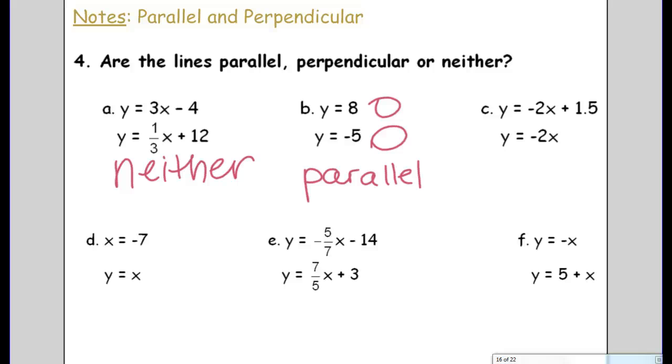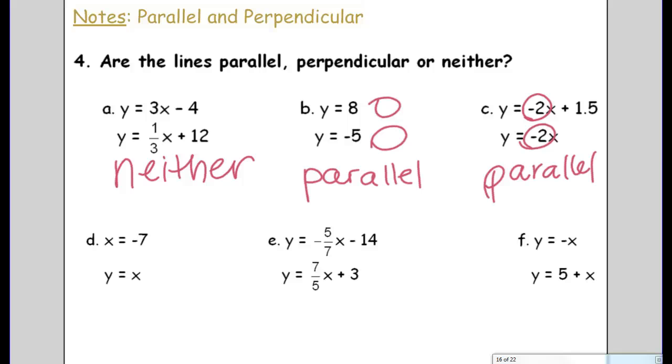X is not present. Chris, for C, what'd you get? Parallel, perpendicular, or neither? What's the slope of this first one? -2. What's the slope of this one? Parallel, thank you. Parallel lines have the same slope, guys. If they're the same, they're parallel. If they're opposite reciprocals, they're perpendicular. That's all there is to this.